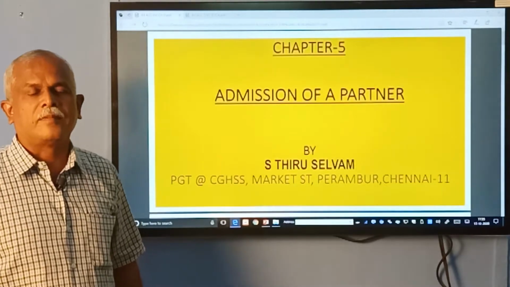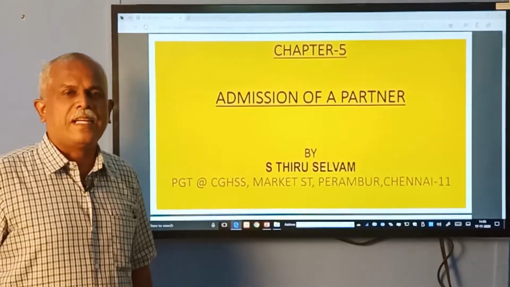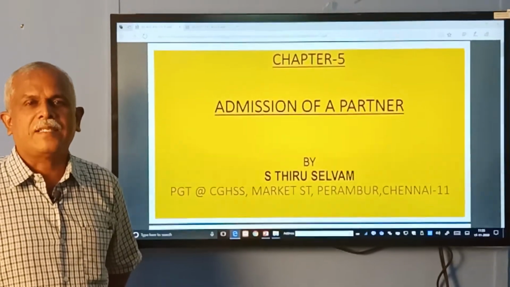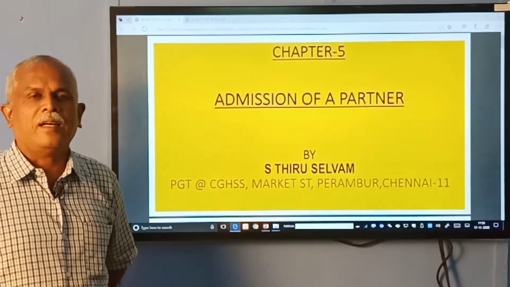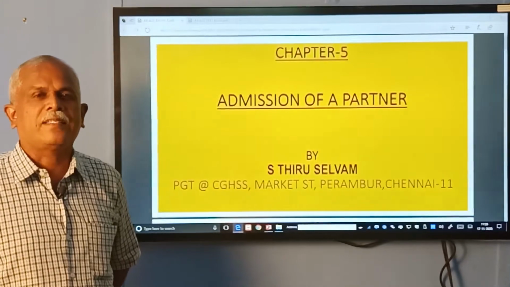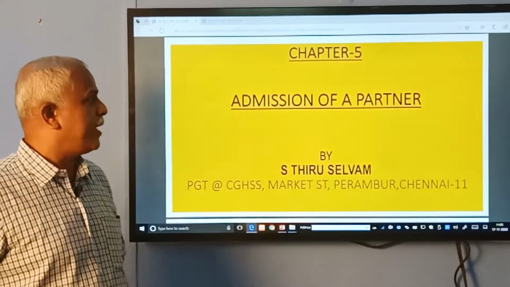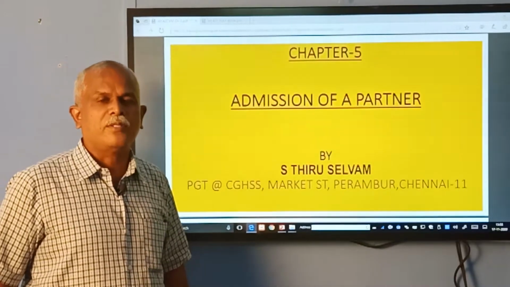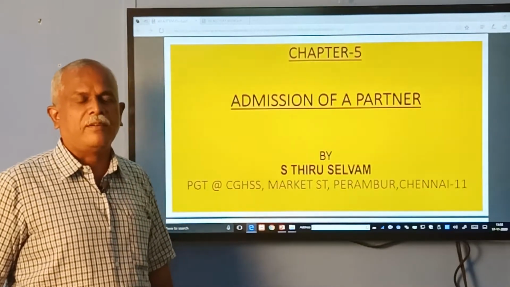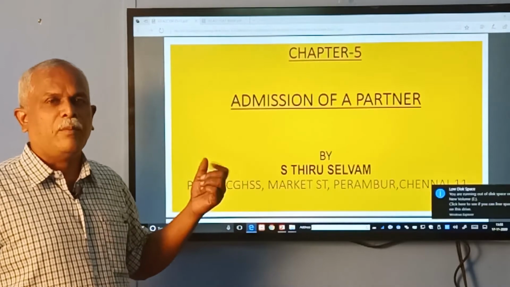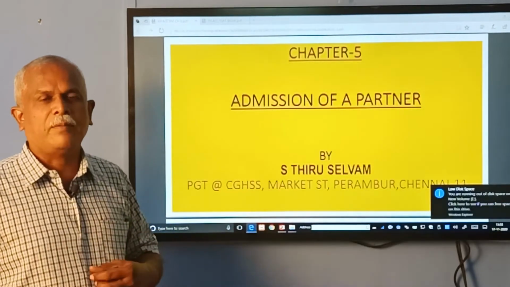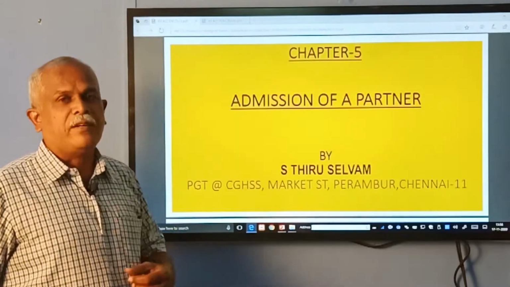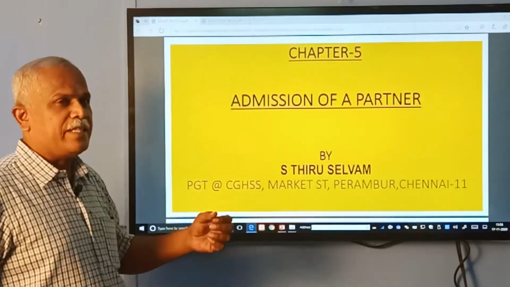Good morning, children. In the last class we learnt what goodwill is and how goodwill is calculated. Things have been seen under partnership accounting. Today, in the Plus 2 accountancy course, Chapter 5, we will see about admission of a partner accounts. Under admission of a partner, that is what we are going to see in this chapter.